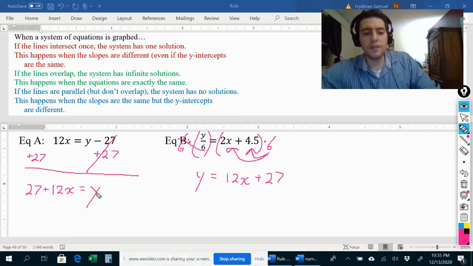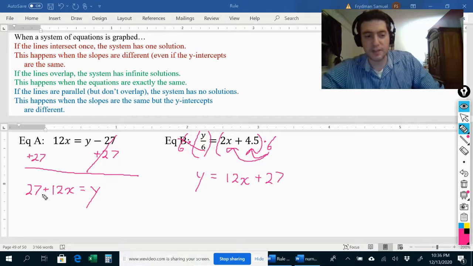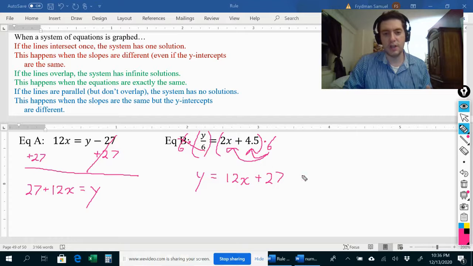So we can see that both of these equations really are exactly the same. I have them written a little bit differently here, but we can see that for both of them, we have y equals 12x plus 27, which is the same thing as 27 plus 12x. Okay, so it's the same in both of these, which means that the y-intercept is the same and the slope is the same. Everything is the same. It's really the same equation here and here.